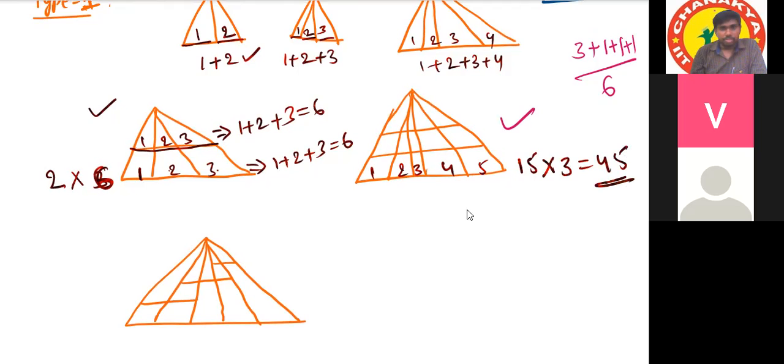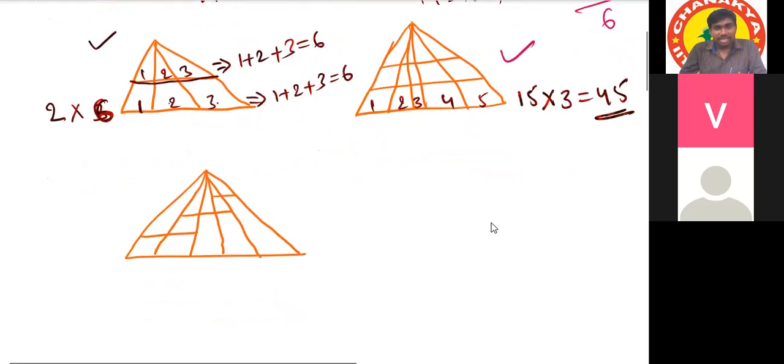Is it not best? Yes, sir. It is okay, but see the next diagram here. The middle lines are not from the beginning to ending. They cut in the middle. So here it is mandatory.